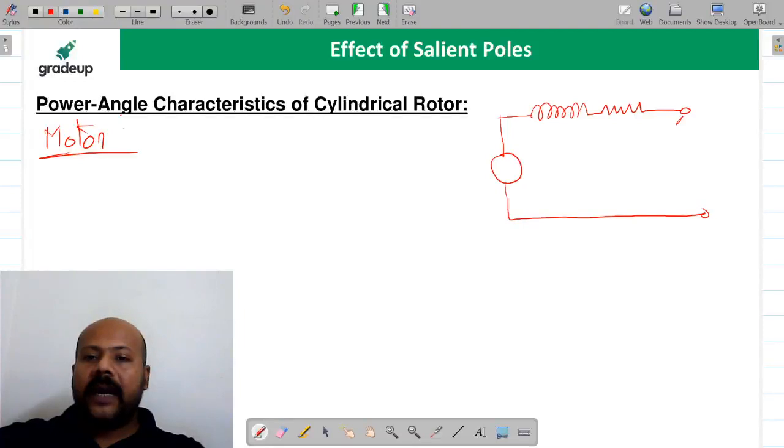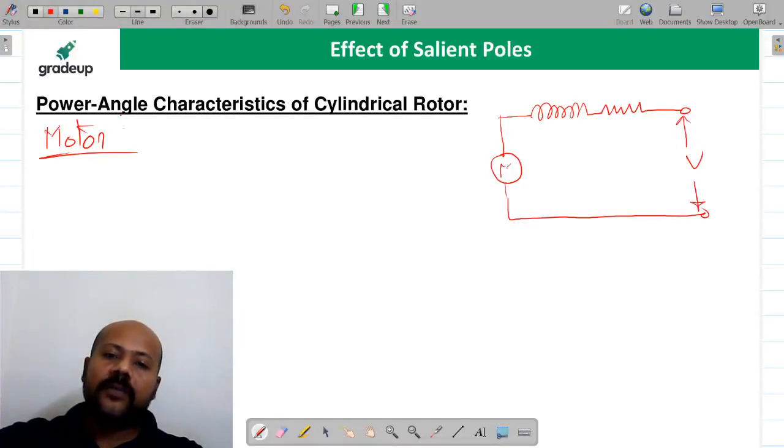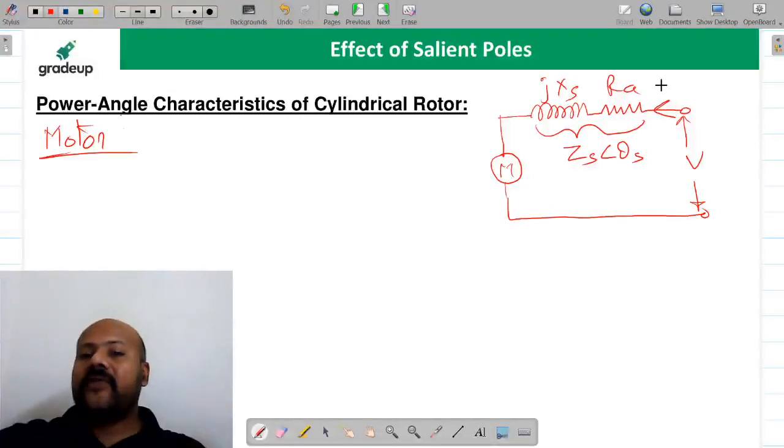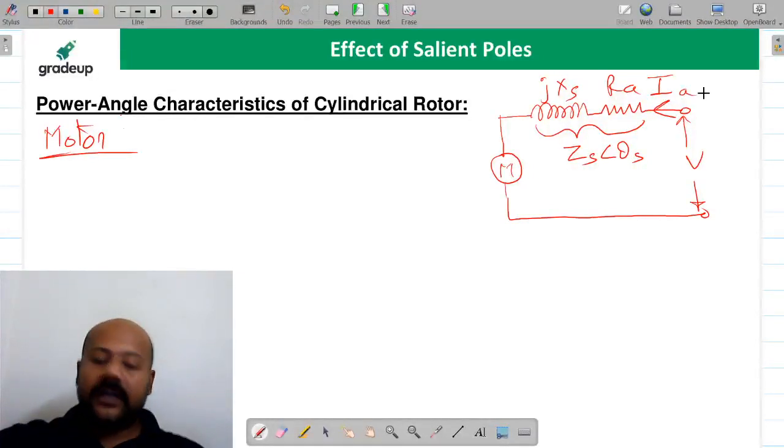You are going to apply some terminal voltage from supply to this motor. If this is a motor, this is going to be jXS and this is going to be RA, and this you are calling as Z at angle theta S. And you are going to draw current from the supply, so the current direction is going to be like this.